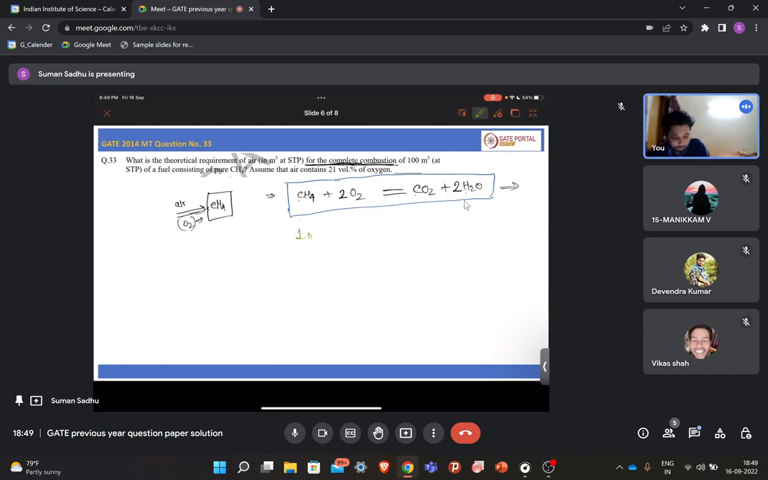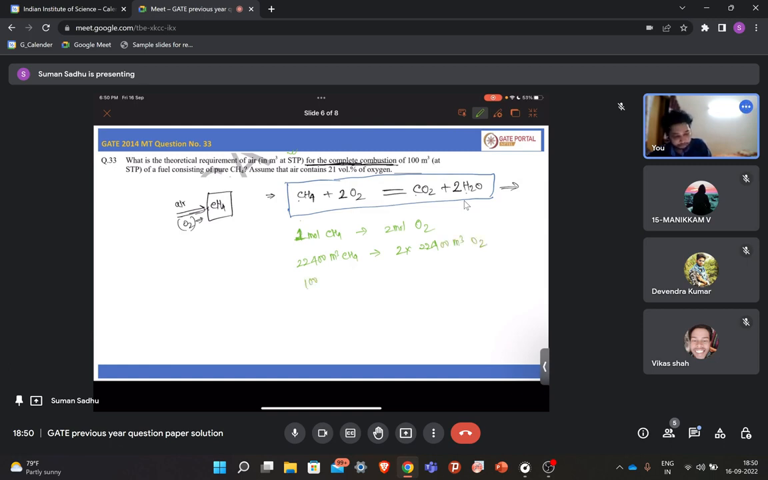So 1 mole of CH4 is reacting with 2 moles of oxygen. So what will be the volume at standard temperature and pressure? The volume of 1 mole of gas is 22.4 liters, or 22,400 meter cube of CH4 is reacting with 2 into 22,400 meter cube of oxygen.